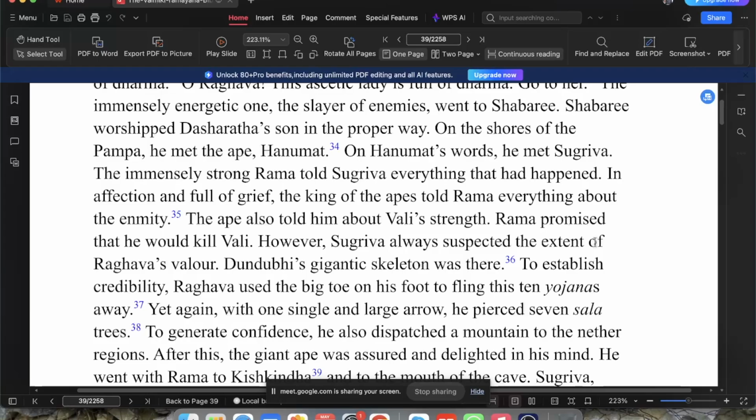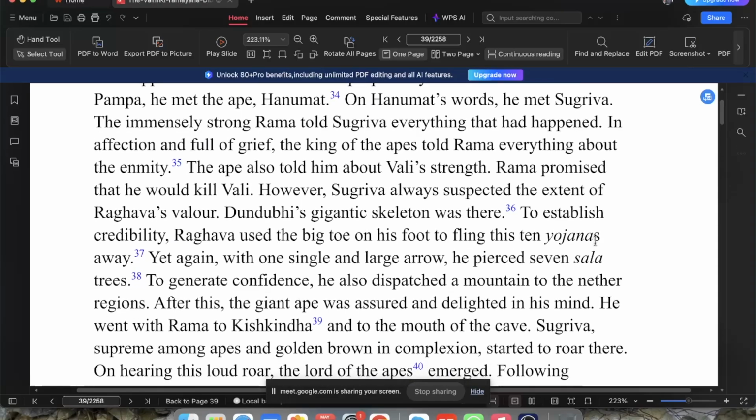Rama promised that he would kill Vali. However, Sugriva always suspected the extent of Raghava's valor. Dundubhi's gigantic skeleton was there. To establish credibility, Raghava used the big toe on his foot to fling this ten yojanas away. Yet again, with one single large arrow, he pierced seven sala trees. To generate confidence, he also dispatched a mountain to the nether regions. After this, the giant ape was assured and delighted in his mind.